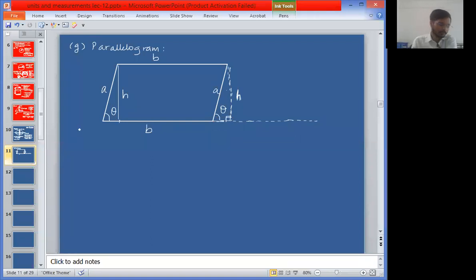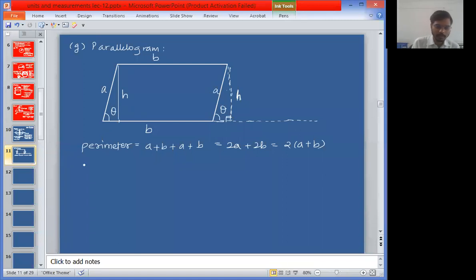Okay. Now, what is the perimeter of the parallelogram? Perimeter of the parallelogram, sir, will be A plus B plus A plus B. So, sir, A plus A is 2A, and B plus B is 2B. Just keep on writing. So, sir, 2 you can take common. 2 into bracket A plus B is the perimeter of the parallelogram. Now don't say circumference, say perimeter.